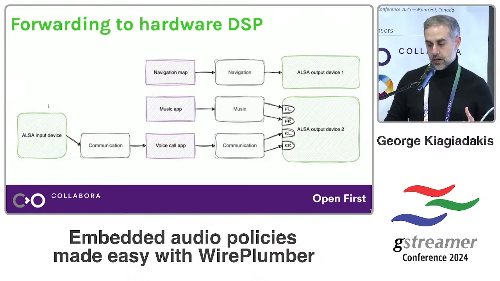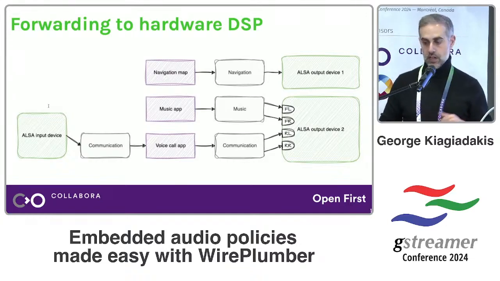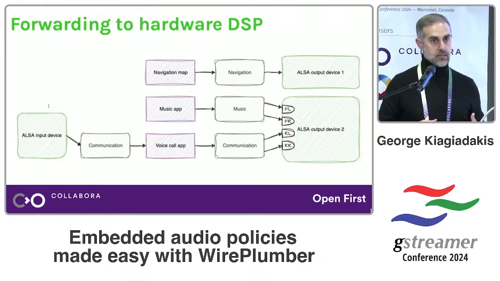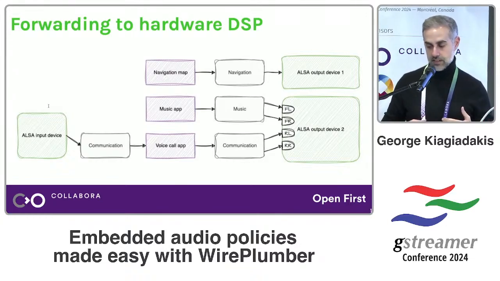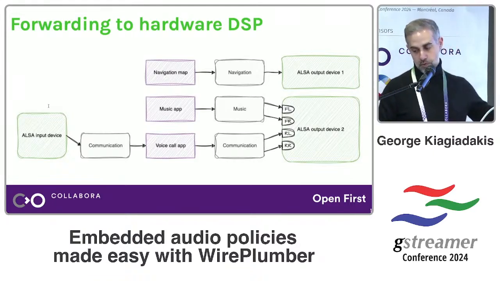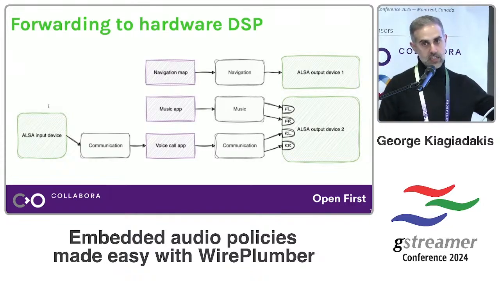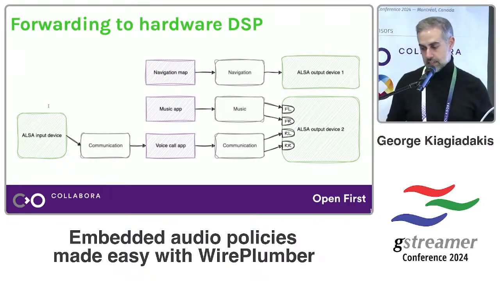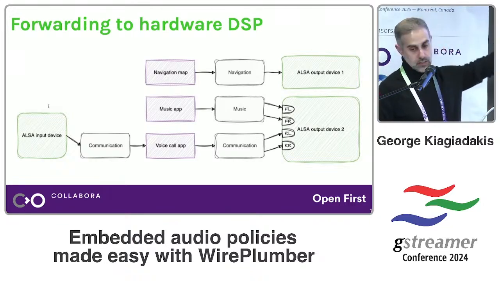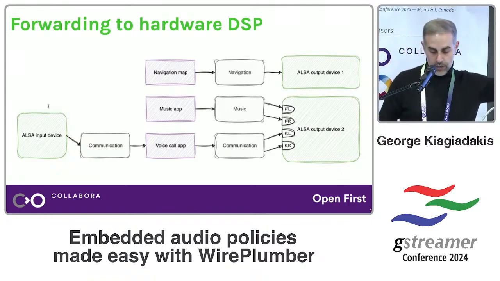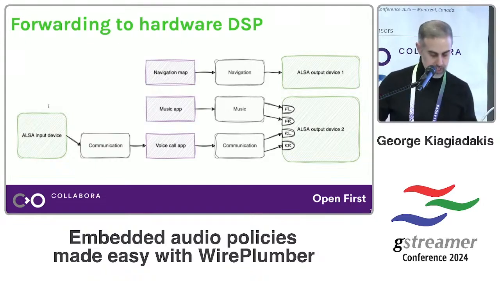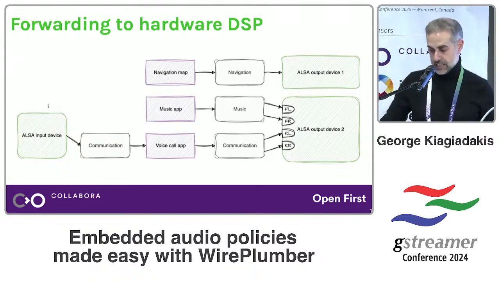Now, forwarding to a hardware DSP can happen in two ways. One way is that the DSP would expose different ALSA devices for each stream. So then it is a matter of mapping. Every application stream will map to a use case, and then every use case will map to one ALSA device. So that is the example I have at the top. So the navigation use case maps to this ALSA output device 1, and there's that. The DSP will take care of the rest.